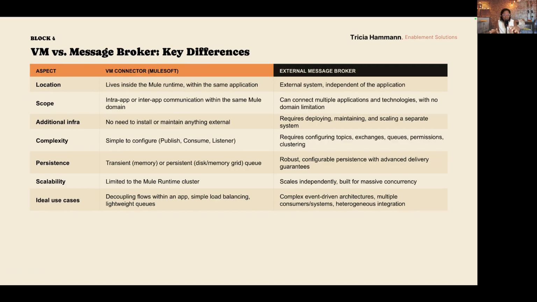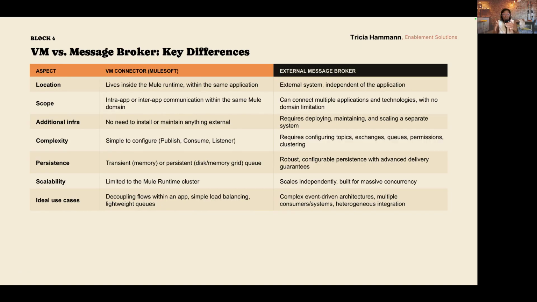The VM connector lives inside your Mule application. You don't need extra infrastructure. You don't need any setup beyond publish, consume, listener, and the queues. A message broker lives outside it. It is a separate system, and you have to deploy it, configure it, and maintain it on its own. That difference cascades into everything else.